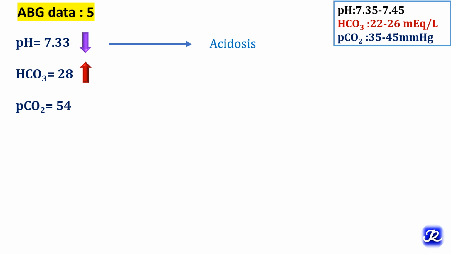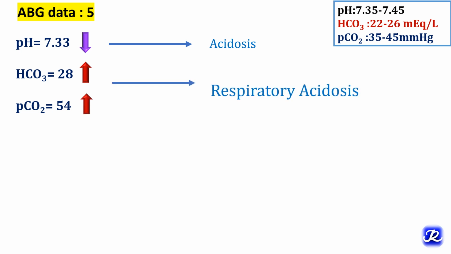Bicarbonate level is 28, means it is increased. But in metabolic acidosis, there is decrease in bicarbonate. So this increase in bicarbonate may be a result of compensatory mechanism. So the disorder might be a respiratory one. So here partial pressure of carbon dioxide is 54. It is increased. So we can definitely label it as a respiratory acidosis.